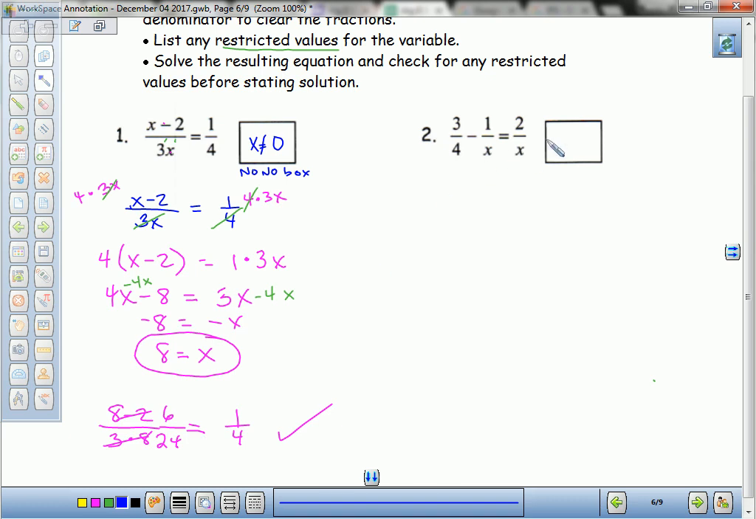Okay. So what is the restricted value for x here? Well, what would make this denominator 0? 0. And this one, same thing. So once again, we only have one restricted value. x cannot be 0. And now we're going to multiply through by the common denominator. Very simple. I've got 4 and x. So the common denominator is 4x. So we'll go through and multiply every term by 4x.